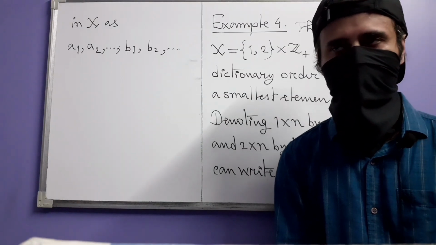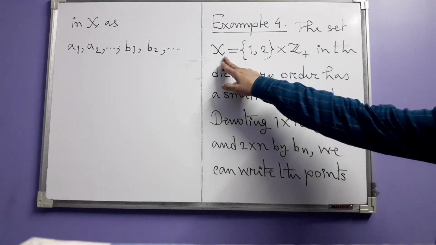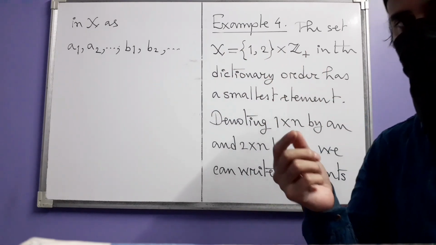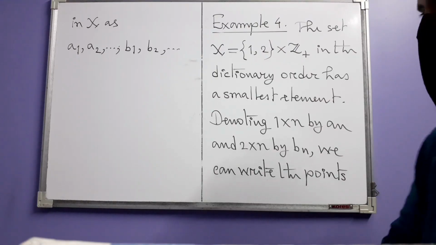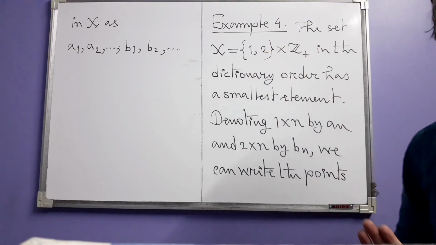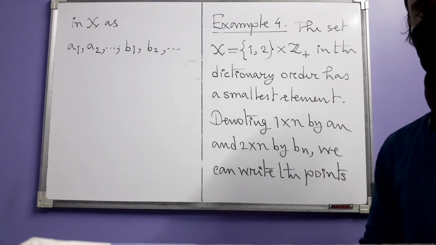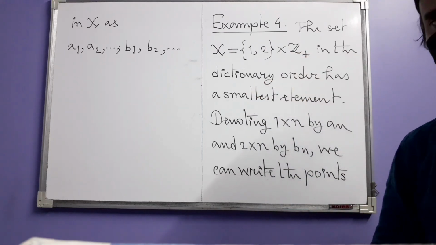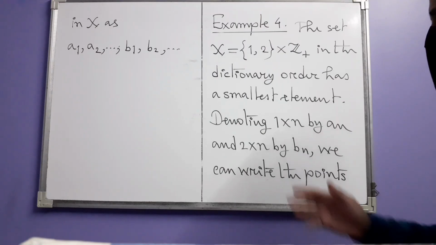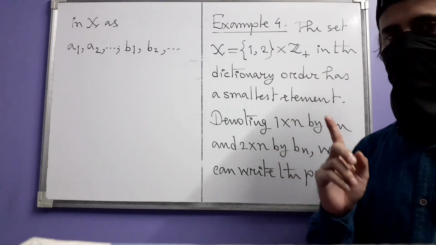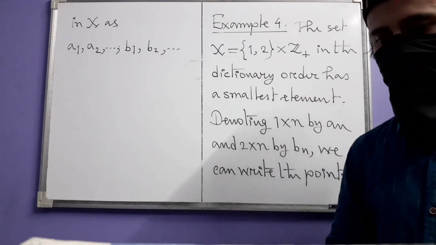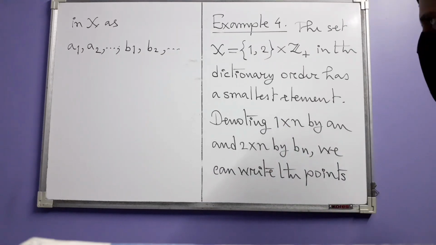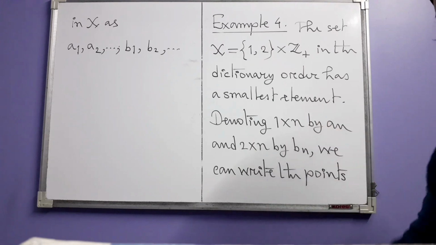In example 4, we consider the set X, which is the Cartesian product of these two sets, the set 1, 2 and the set of all positive integers. Because both these sets are ordered sets, we can use their order and think of the dictionary order on this Cartesian product. And as an ordered set with the dictionary order, it has a smallest element, and that smallest element is the ordered pair 1, 1, or in our new notation 1 times 1.